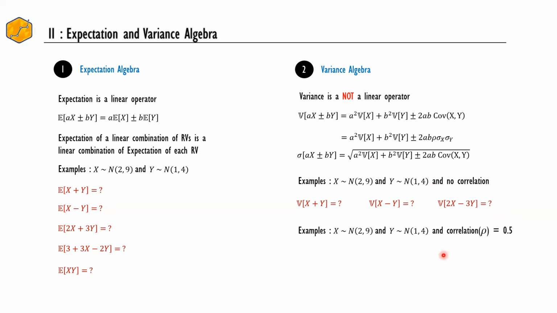Let's solve quickly 3 more examples and then we'll go to the next topic. Same example, but now there was no correlation. Now the correlation is 0.5, okay? Same questions. Let me refresh your memory. This was 13, right? 9 plus 4, 13. So now there'll be one extra term, this one. So what is this now?